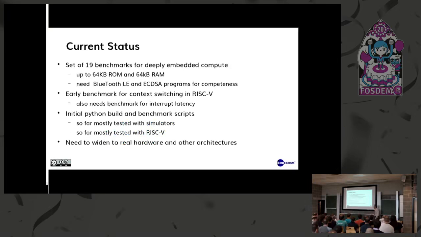We tried not to do everything at once because otherwise you won't succeed. So we've focused initially just on the small IoT class device, 64K RAM, 64K ROM, and we've got 19 benchmarks which are small program kernels, real program kernels aimed at deeply embedded computing. We'd like a couple more. I think we're running out of time for 0.5. We'd like to get Bluetooth LE represented in there. We'd like elliptic curve DSA. It's quite hard to find an elliptic curve DSA system that's real that will fit in that size program.